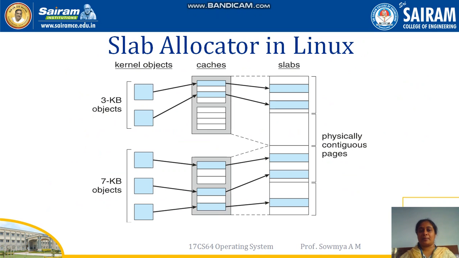So this is how the slab allocator works. Kernel objects are stored in a cache, which is a temporary memory, and this cache has contiguous memory allocations. In the physically contiguous pages, these contiguous places are divided into slabs. Based on these slabs, the kernel object is used to store the data and access it.